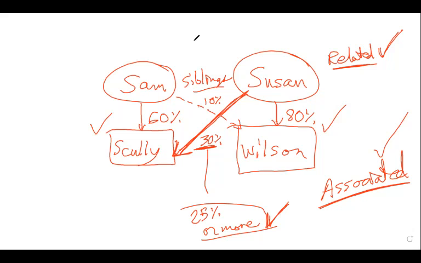So if we look at the solution that's provided with the text, it says Sam Scully, by virtue of his 60% ownership, controls Scully. A related person controls Wilson. Susan also owns more than 25% of Scully Inc. It shouldn't really be worded that way, but anyways, you get the point. Given this, Scully Inc. and Wilson Inc. are associated. It's the corporations that are associated under paragraph C.